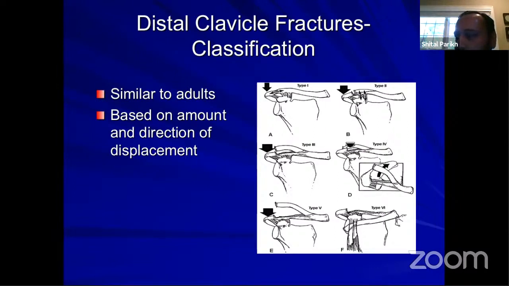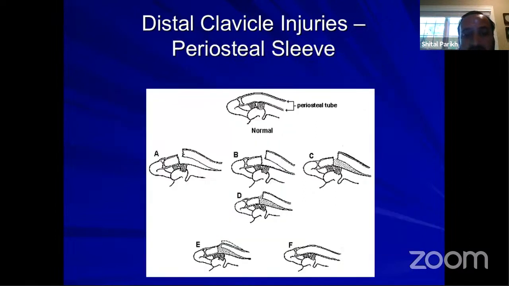AC joint classification, if you just want to remember, 1, 2, 3 are treated conservatively, 4, 5, 6 are treated operatively. What you have to differentiate is a type 3 from a type 5. And sometimes you need to be concerned about the diagnosis itself. And I'll come to that point.